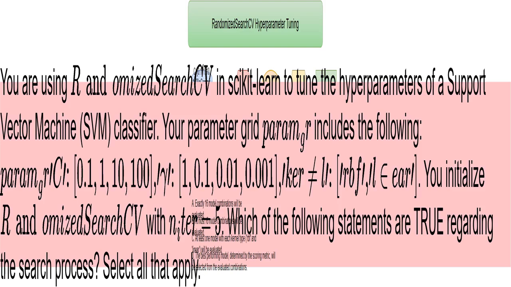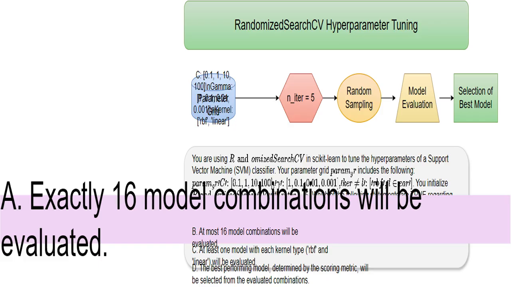It introduces the machine learning context, using RandomizedSearchCV, a scikit-learn tool, to optimize an SVM classifier. The focus is on understanding how this tool works, specifically the impact of the n_iter parameter. This is a multiple choice option.